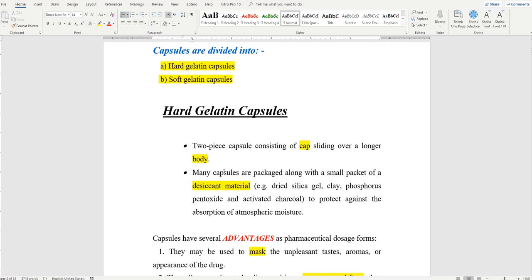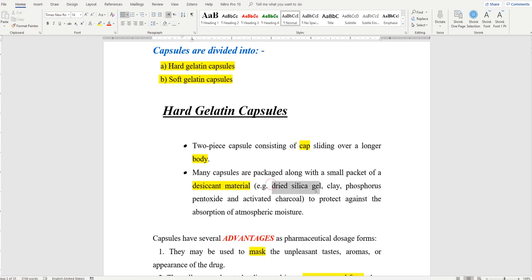That's why when you put the capsules in a bottle container, sometimes you will see a desiccant material in a sachet provided inside the bottle. So the manufacturer will add a desiccant material within a sachet, and they will put this sachet inside the bottle containing the capsules. What is the job of that? It is to absorb moisture from the surrounding environment.